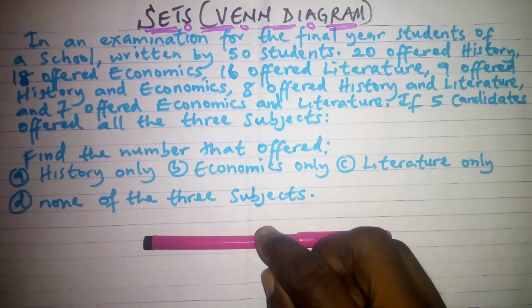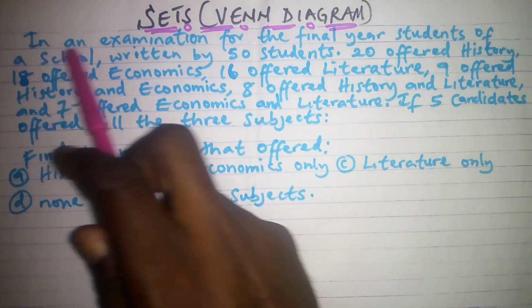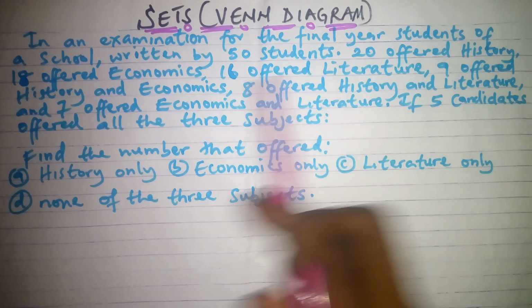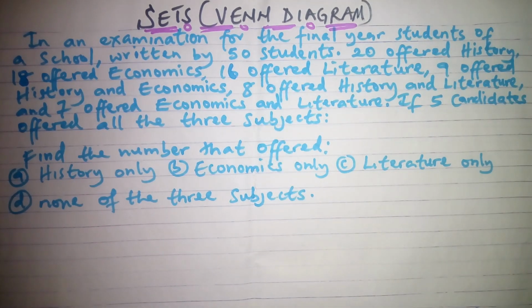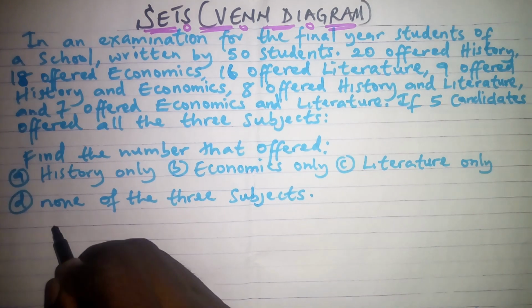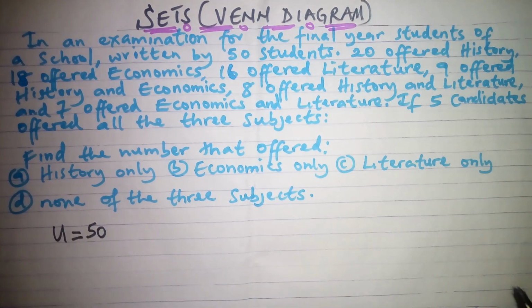Okay, so in this video, we'll be looking at Venn diagrams involving three sets, and we're going to use this question to really explain the concept behind Venn diagrams involving three sets. So in this question, we have an examination for the final year students of a school written by 50 students. Of course, that will be our universal set. So universal set will be 50 students.